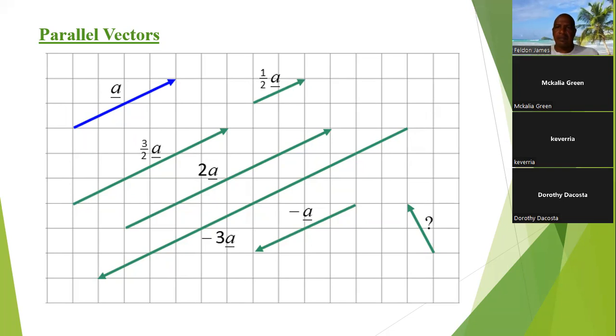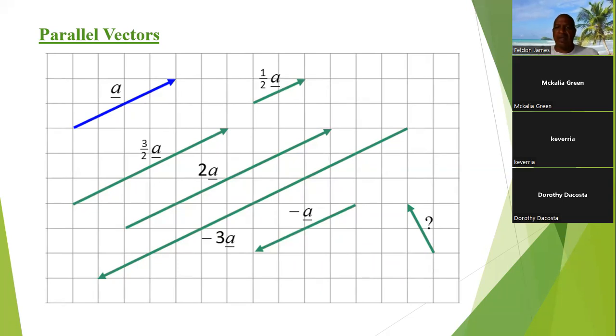It would be 3/2A. Okay. 3/2A. What else? Anything else? 2A could be parallel. 2A would be parallel. All right. What else? Half A. Half A. All right. So those are parallel because they're going in the same direction.